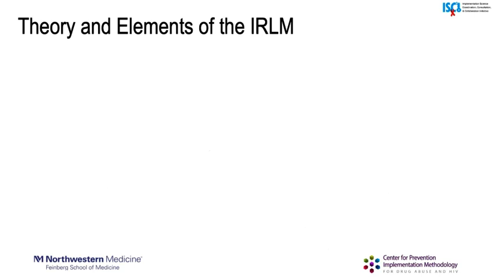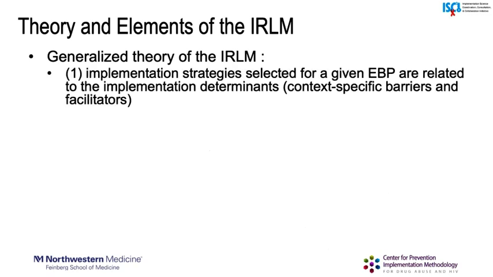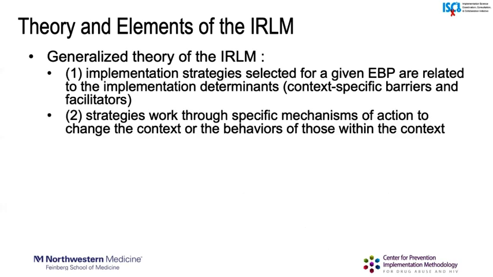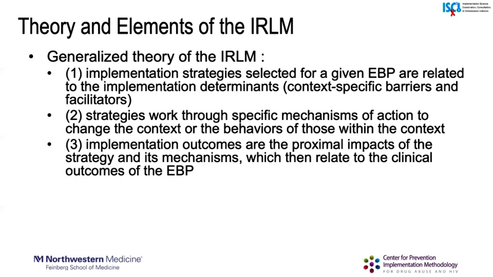Some theory and elements of the implementation research logic model. So the generalized theory of the IRLM is that implementation strategies selected for a given evidence-based practice are related to implementation determinants. And these determinants are really the context-specific barriers and facilitators. We also theorize that strategies work through specific mechanisms of action to change the context or the behaviors of those within the context. And then we also theorize that implementation outcomes are the proximal impacts of the strategy and its mechanisms, which then relate to the clinical outcomes of the evidence-based practice.